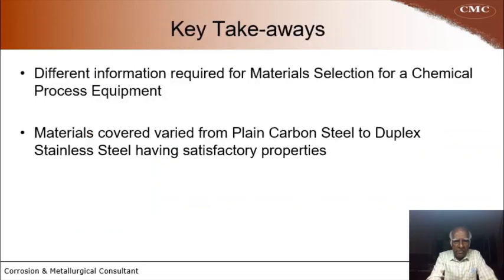So in this lecture we have seen the material selection spectrum. Different information is required for material selection for a chemical process equipment, like corrosion resistance, mechanical properties, cost, etc. The materials covered in this lecture vary from plain carbon steels to duplex stainless steel having satisfactory properties.